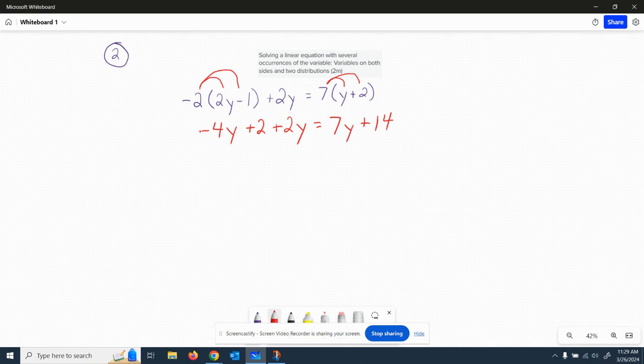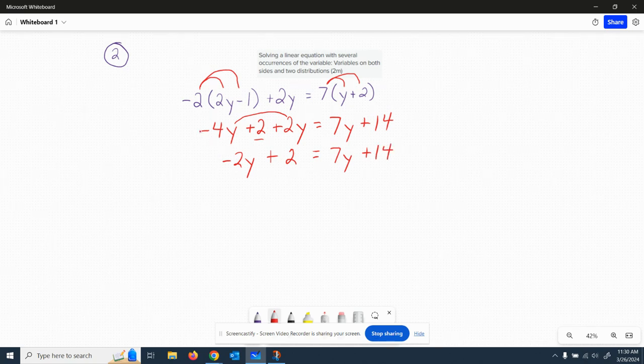All right, combine the things on the right and left side. -4y plus 2y, that's our like terms. It's going to be -2y plus 2. These are our like terms here. So if I add those together, I get -2y. I bring down this 2 equals 7y plus 14.